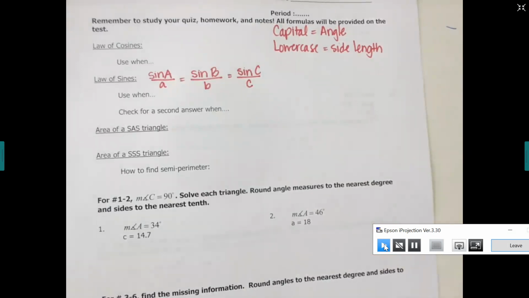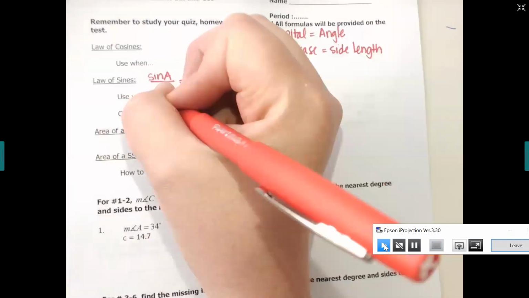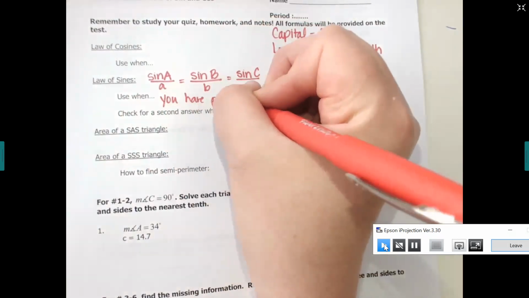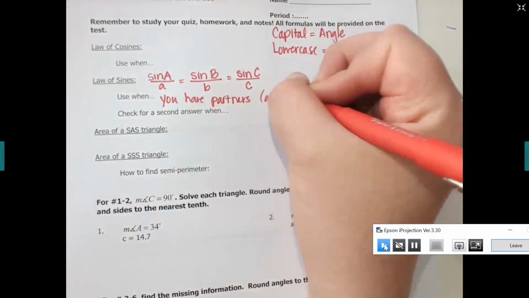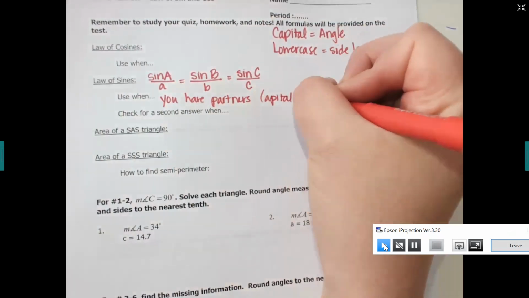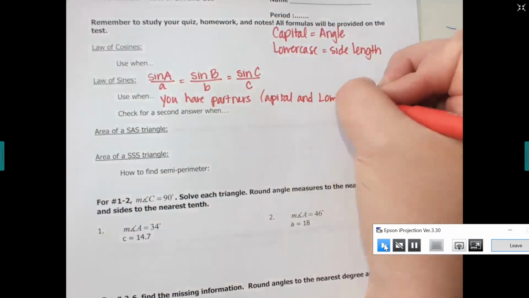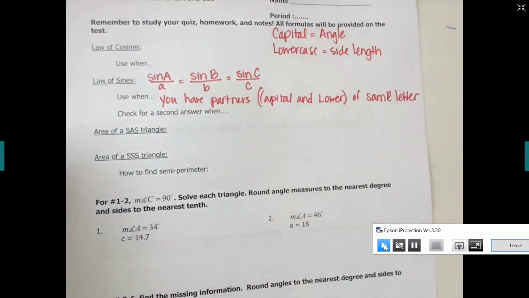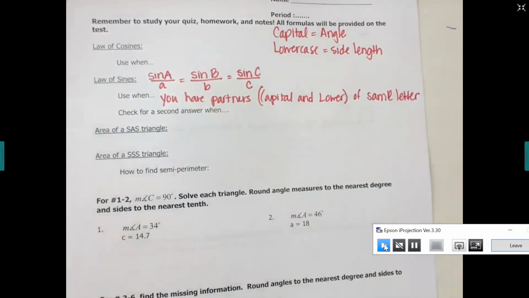Okay, law of sines you're going to use when you have the same letter, both the angle and the side. So I'm going to call them partners. I'm going to put: use when you have partners, capital and lower of the same letter. You're going to use law of sines whenever you have a capital and a lowercase of the same letter. We're going to call them partners.